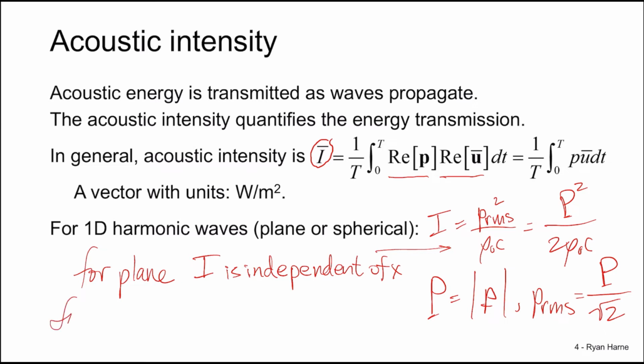But for spherical waves, I is proportional to 1 on r squared. This is because the amplitude, capital P, is inversely proportional to r, so that intensity, which is proportional to P squared, is then proportional to 1 on r squared. So for plane waves, acoustic intensity does not change with change of x. But for spherical waves, acoustic intensity reduces quickly with increase in r.